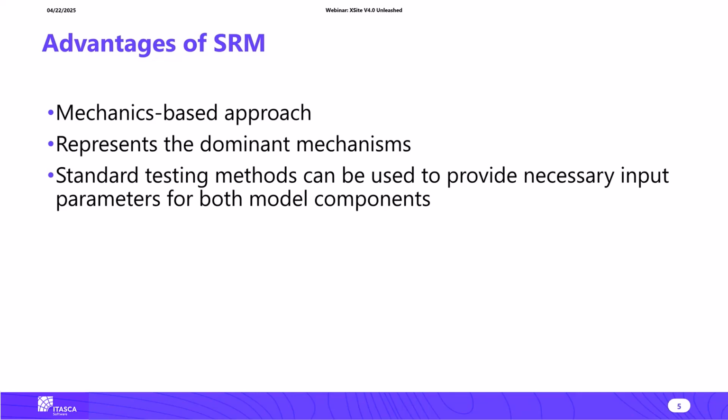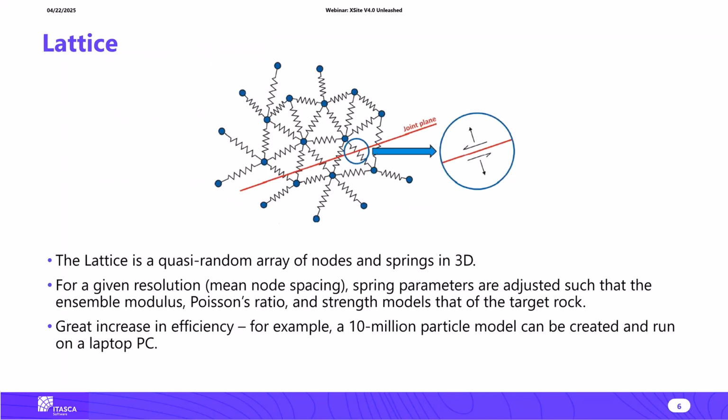In contrast to the typical approaches in rock mechanics, where we use some empirical formulas to upscale the laboratory properties to the field scale. The lattice is a quasi-random array of nodes and springs in 3D. So here in this cartoon, I'm showing you the representation of a lattice in 2D. One important thing to notice that this cartoon is missing is that actually each node is connected by two springs. One normal as shown here, but then there is another one which is a shear.